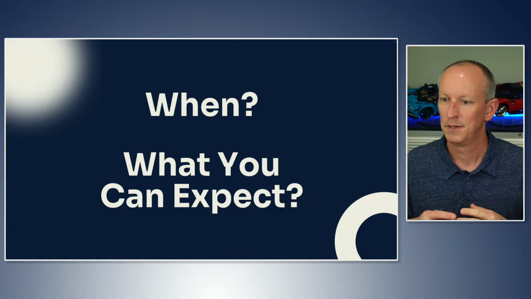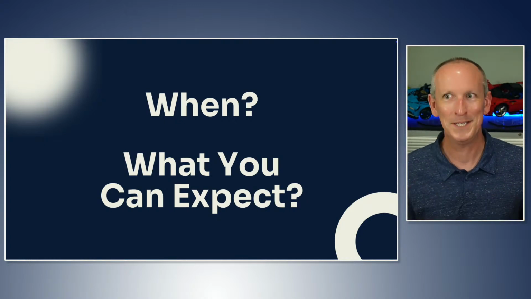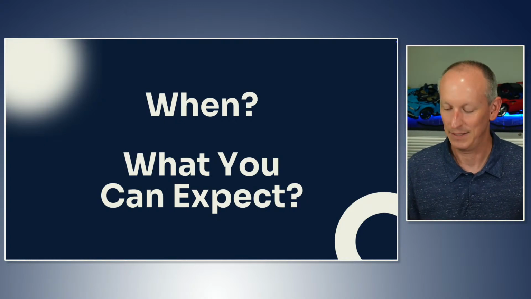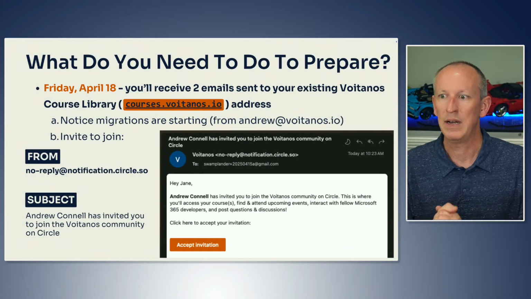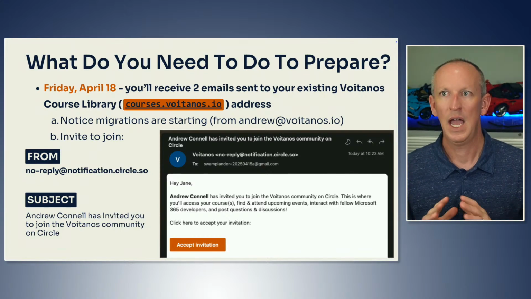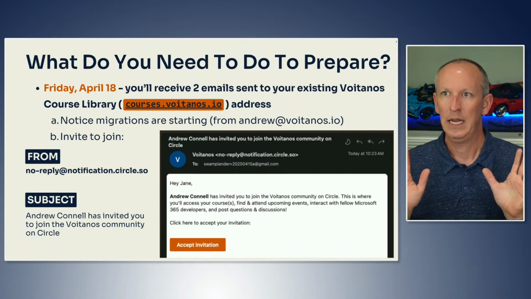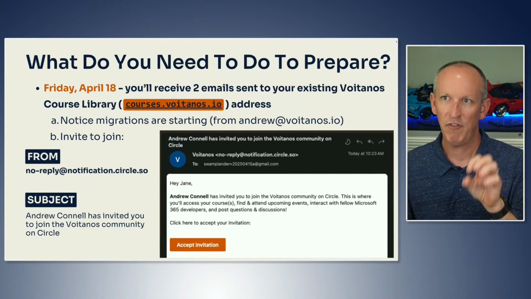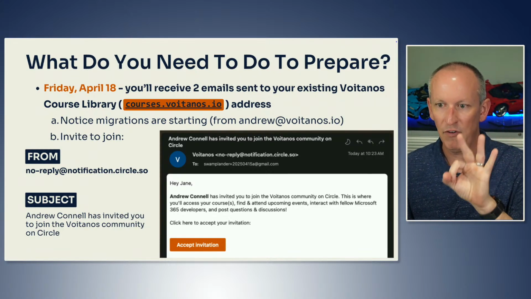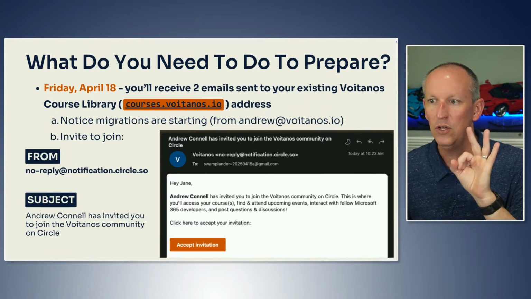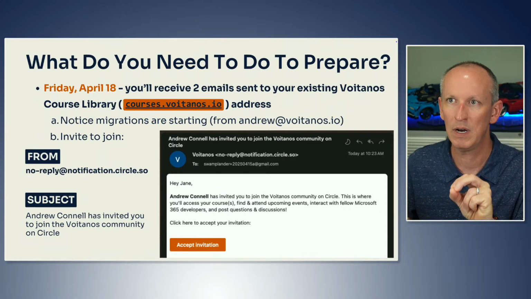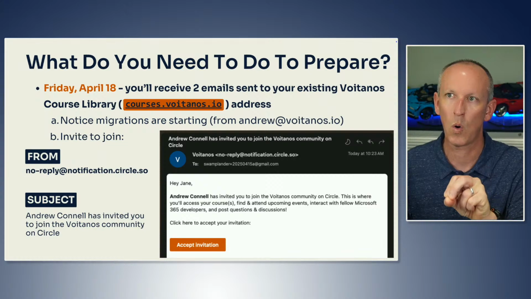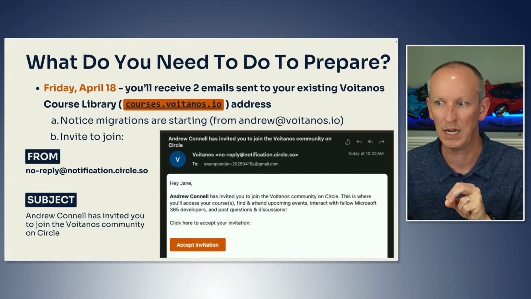Okay, so the next thing is, when is this going to happen? And what can you expect? So what do you have to do to get ready for this? Nothing. Absolutely nothing. Here's what's going to happen. This Friday, in 3 days, on April the 18th, you are going to receive 2 emails. They're both going to be sent to the email address that you use to log into your course library at courses.voitanos.io today.